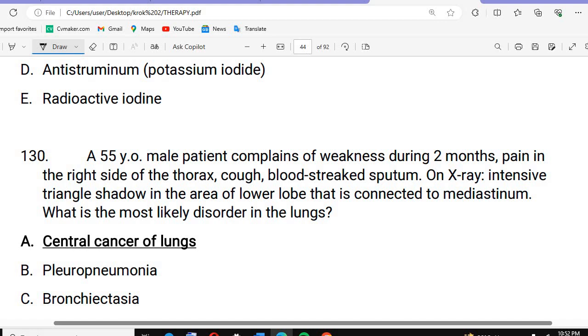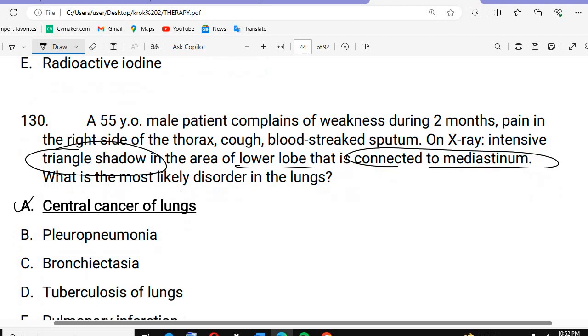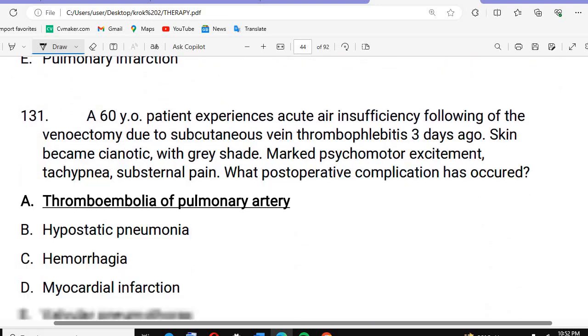Central cancer of the lungs: we have seen a triangular shadow in the area of the lower lobe that is connected to the mediastinum. That means it is present in the central area, so we have central cancer of the lungs.